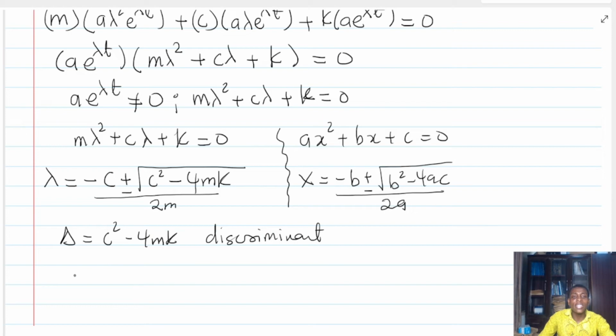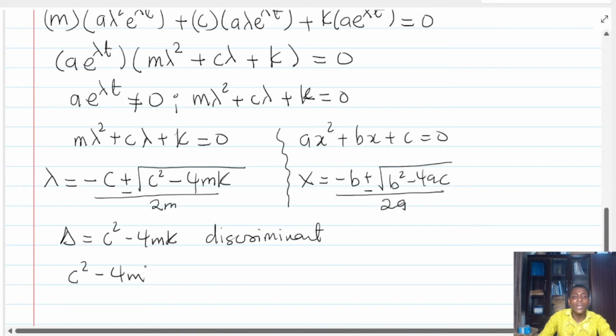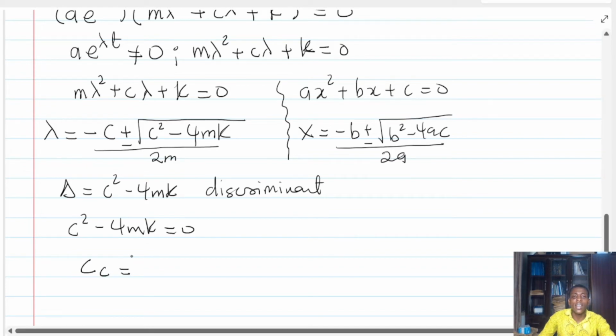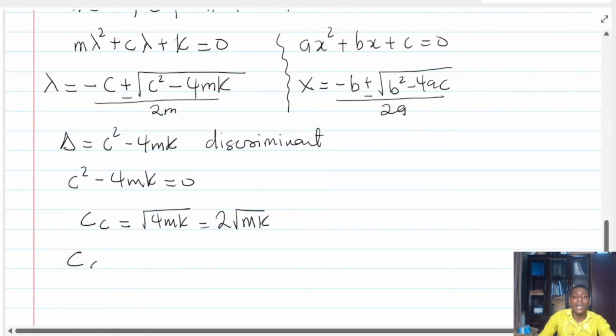So what we will do here is equate this c squared minus 4mk to 0. By equating it to 0, we are trying to find the critical value of c, which is c critical. If I take the square root of 4mk, that is 2 root mk. And we call this our critical damping coefficient. So the critical damping coefficient of a system is given by 2 root mk.